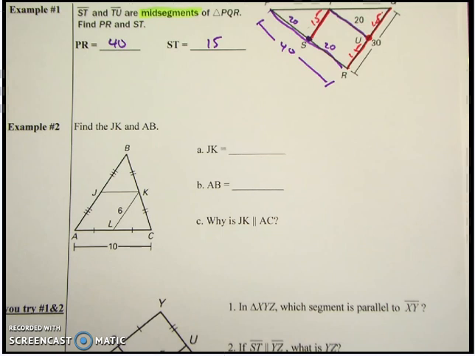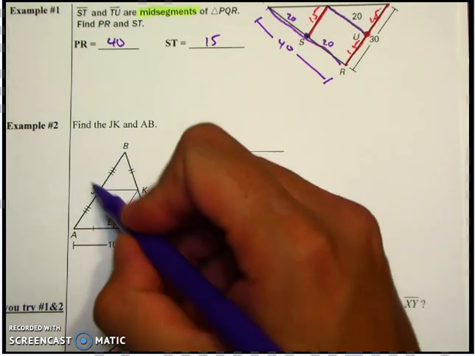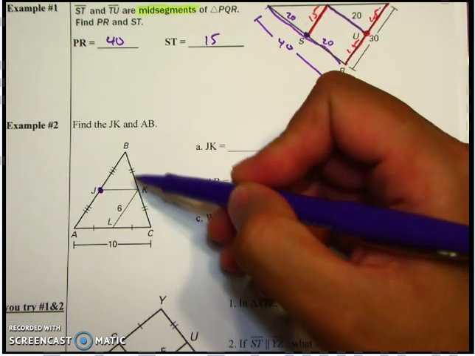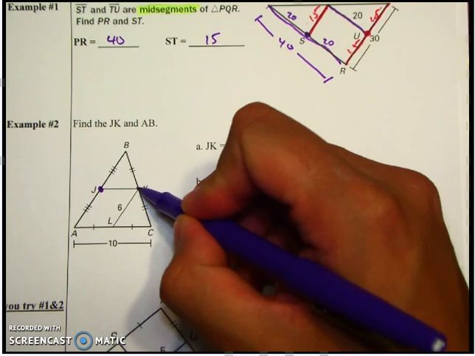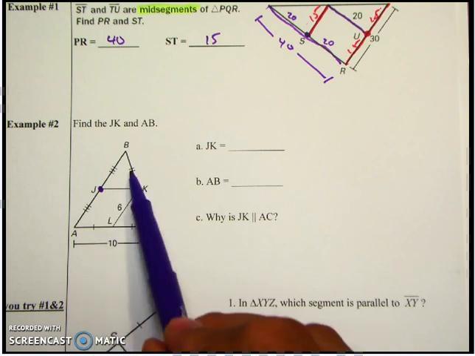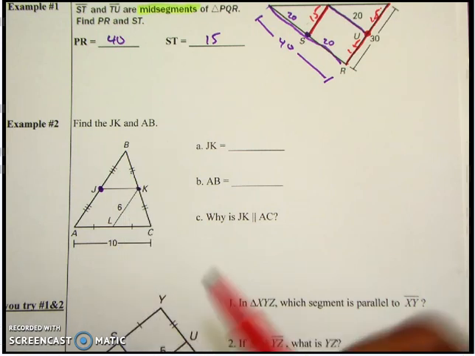You're going to actually find JK and AB. Notice that these two are the same, so we know that point J is in the middle. These two sides are the same, so we know that point K is in the middle. So that's a mid-segment right there. If you look at the bottom one here, these two are the same, so point L is in the middle. And these two are the same, they're both in the middle. Okay? So, let's see what we can do.